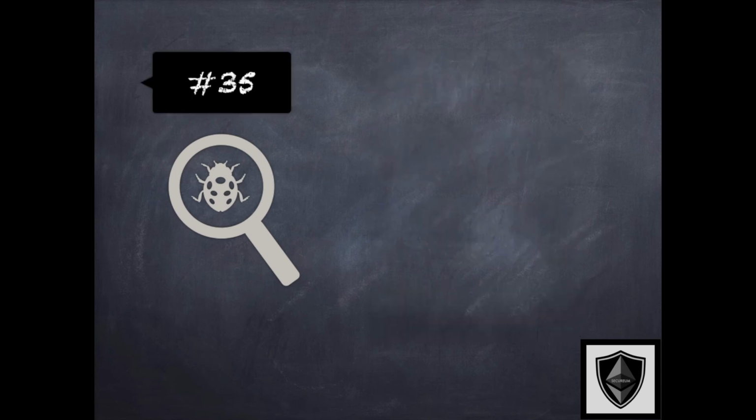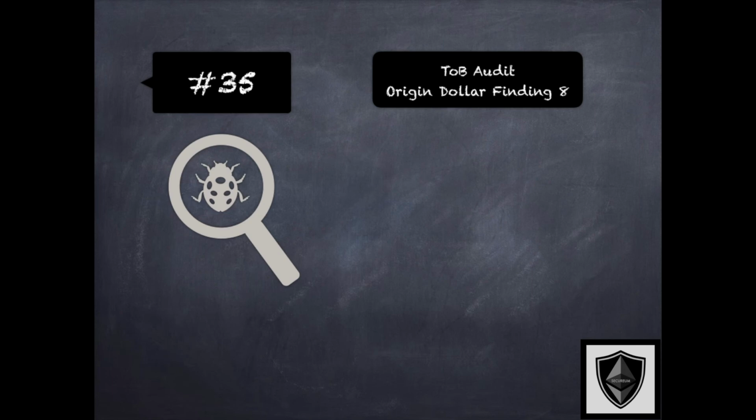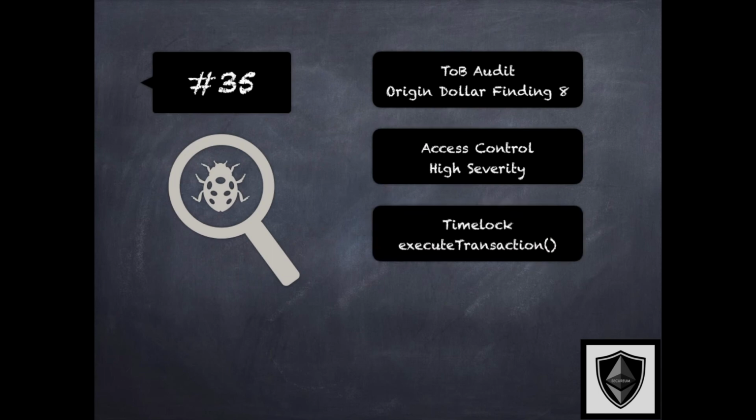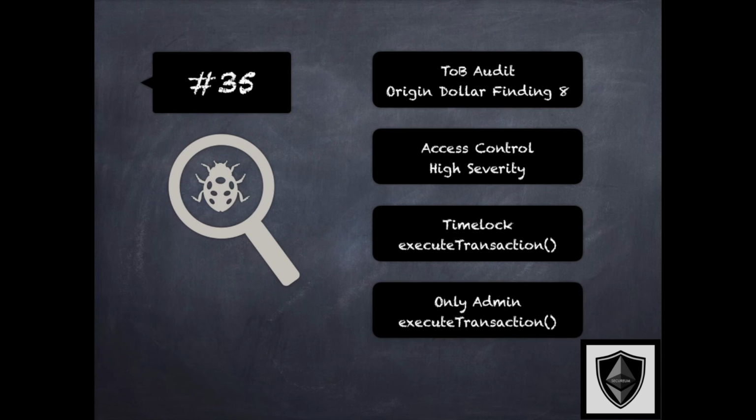Number 35 is another finding from Trail of Bits audit of the origin dollar, where it was a high severity finding related to access control. Missing access controls in the time lock execute transaction function allowed proposal transactions to be executed separately, circumventing the governor execute function. The recommendation was to allow only the admin to call time lock execute transaction.